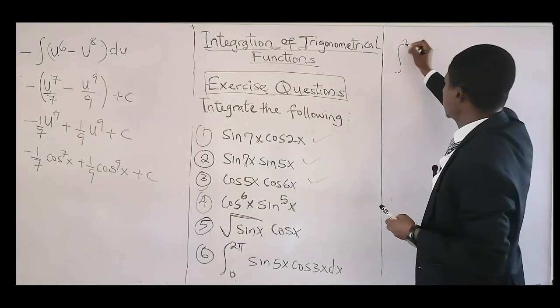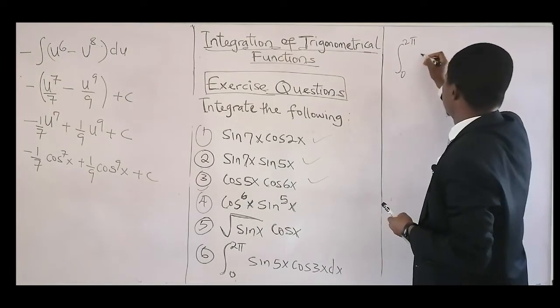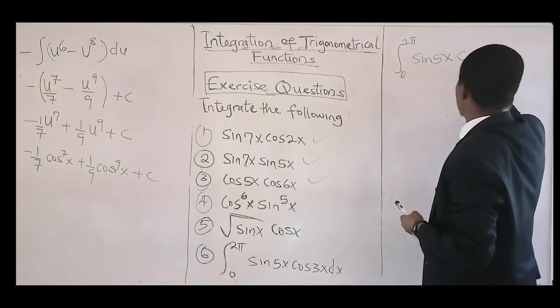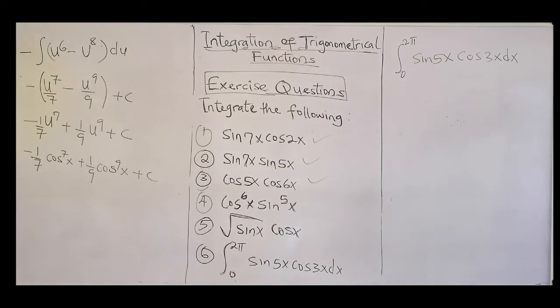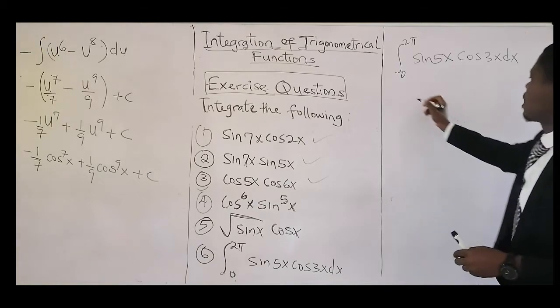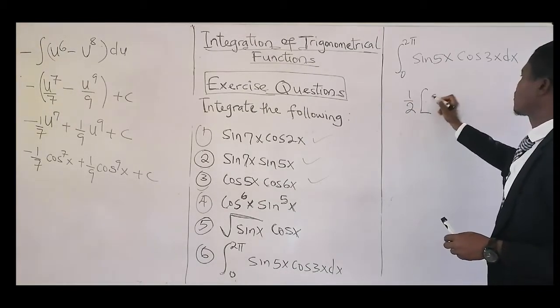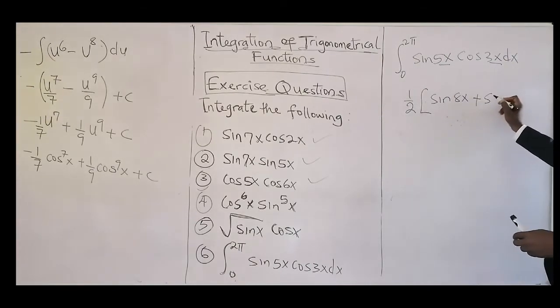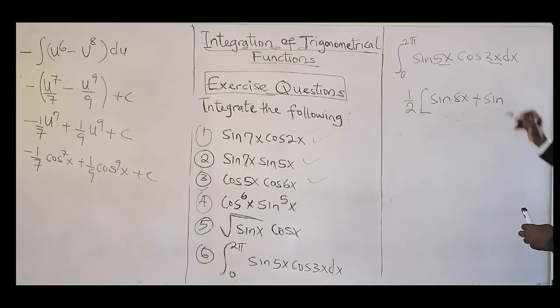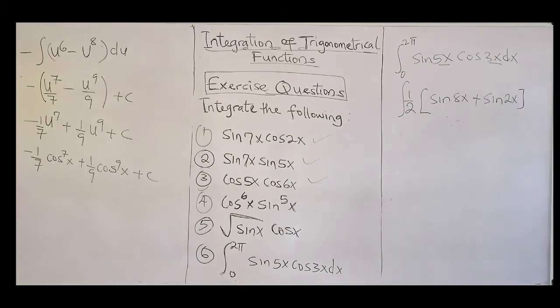Integral from 0 to 2 pi of sine 5x cos 3x dx. So this is what we have. So what we do, we've said that when you have a product of sine and cos, it's going to be a sum of sines, and that will be equal to half into brackets sine of this one plus this one, that's 8x, then plus sine of 5x minus this, that's 2x.